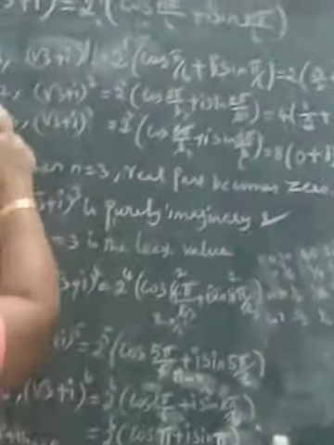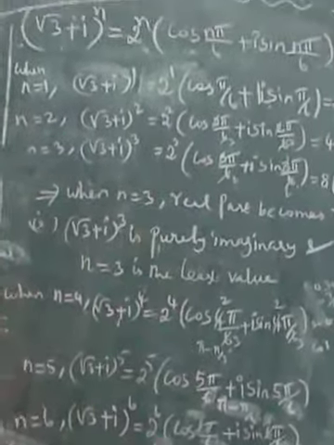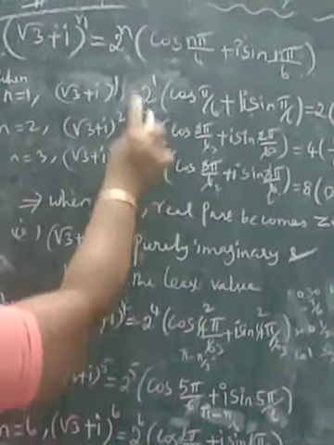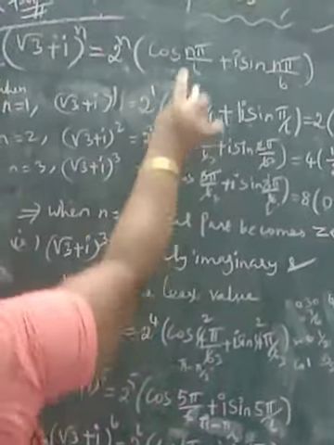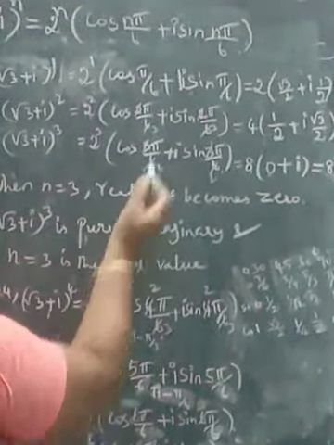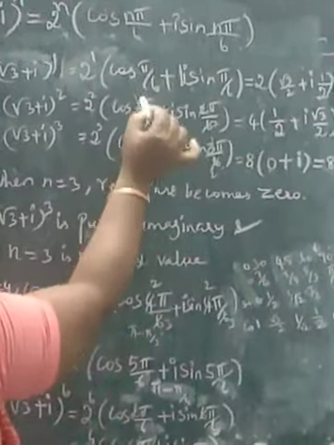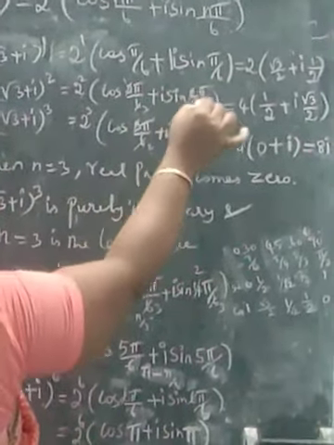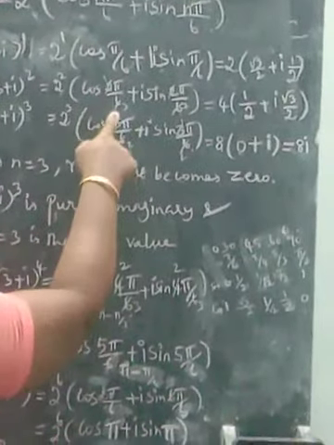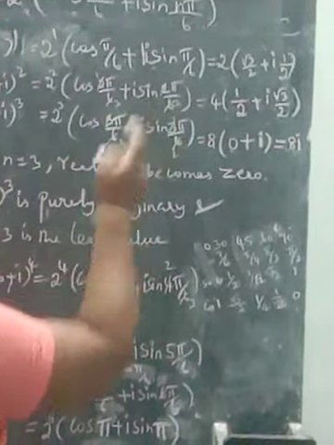Next we have to check n equal to 2. Now you substitute n equal to 2 here. (√3 + i)^2 is equal to 2^2 (cos 2π/6 + i sin 2π/6). Now we can simplify this. 1 2 is 2, 3 2 are 6, 1 2 is 2, 3 2 are 6. Now we get cos π/3 + i sin π/3.